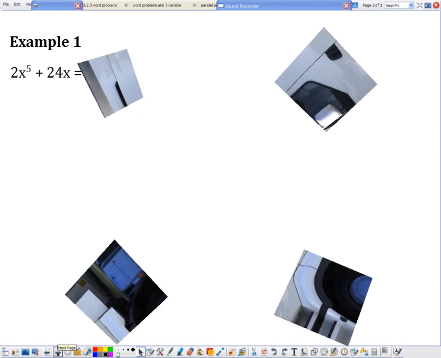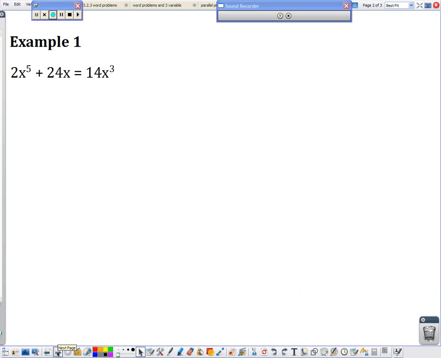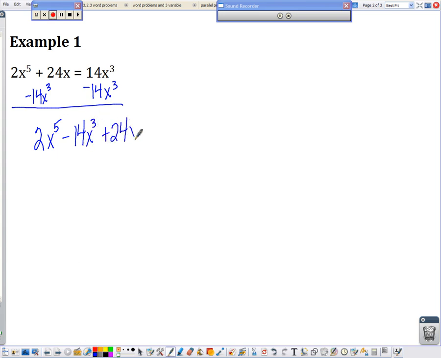Okay, so let's take a look at the first example. The first example is 2x to the 5th plus 24x equals 14x to the 3rd. The very first thing you need to do when you're solving these is make them all equal 0. Now we may use different strategies, but they all have to equal 0. So the first thing we're going to do is subtract 14x to the 3rd. And whenever you have multiple exponents like this, always write it in descending order. So 2x to the 5th minus 14x to the 3rd plus 24x equals 0.